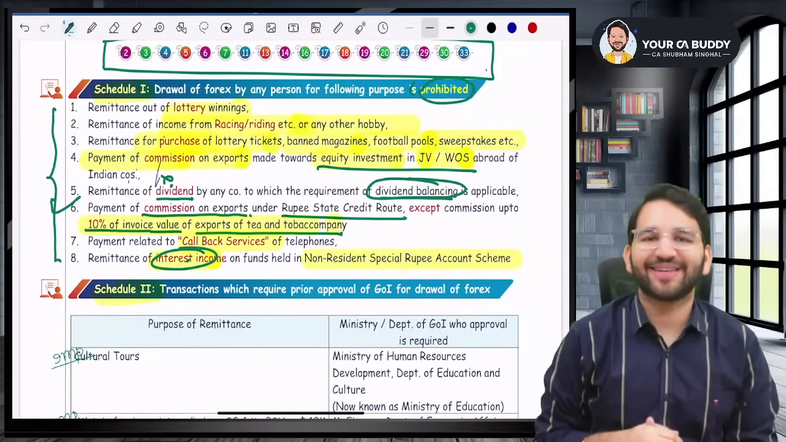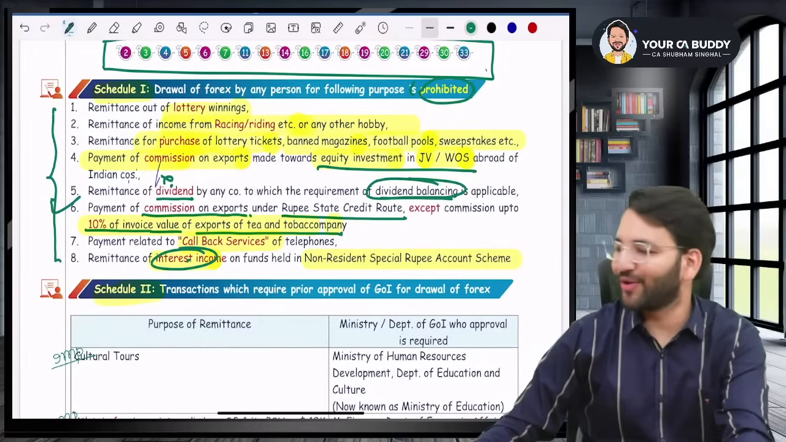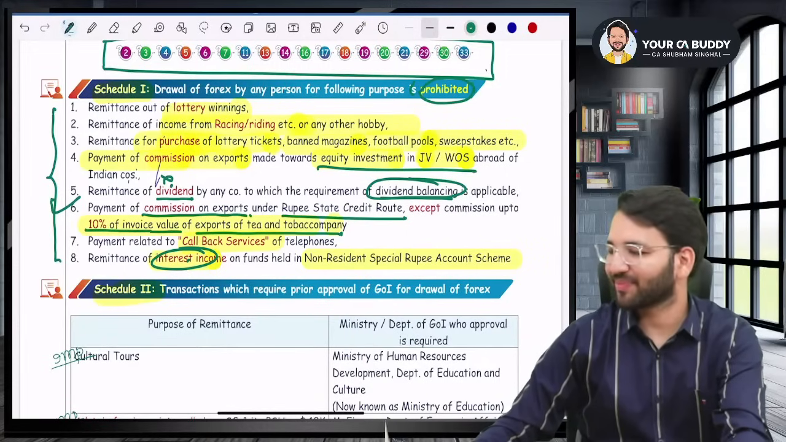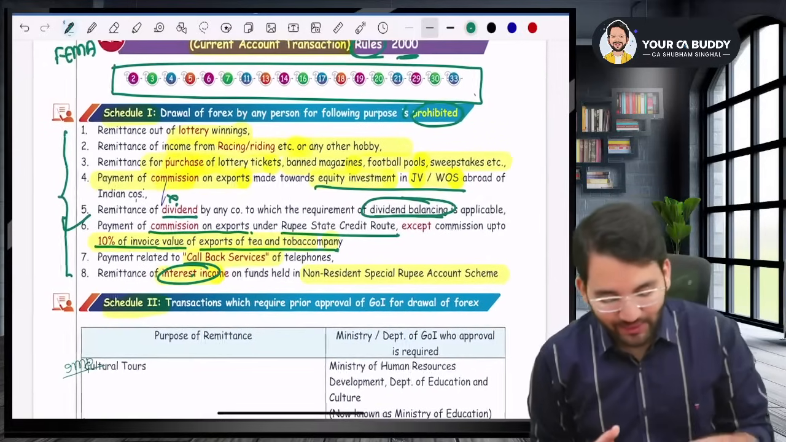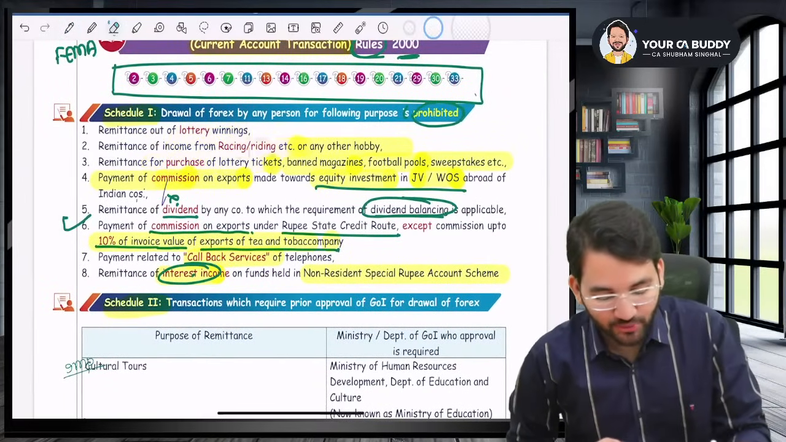Are you with me, guys? Yes or no, sir? Yes. Sure. Sir, did you understand? Yes. This is your Schedule 1. These are the transactions which are prohibited.